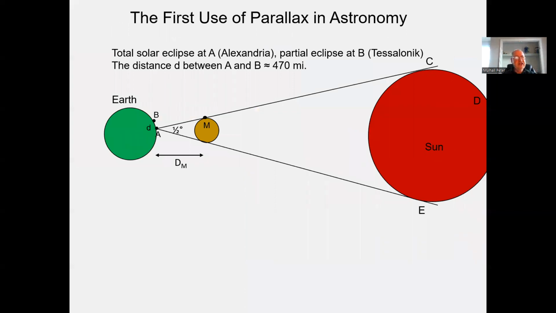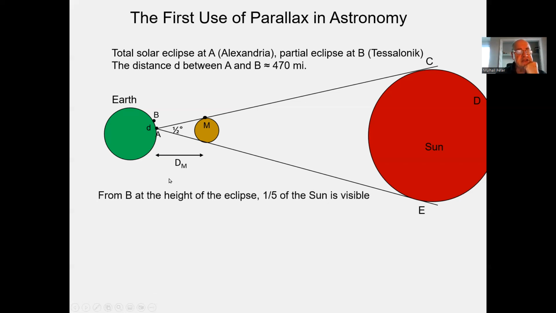So here we have the solar eclipse. We have the moon getting in the way of the sun. Here in Alexandria, we're at the path of totality. The moon exactly blocks out the sun. Up here in this city, marked B, Thessalonica, which he knows is 470 miles away. This distance here is 470 miles. His astronomers report to him that what they see is 1/5 of the sun, that 4/5 of it is blocked out, and they only see the top 1/5 of the sun.